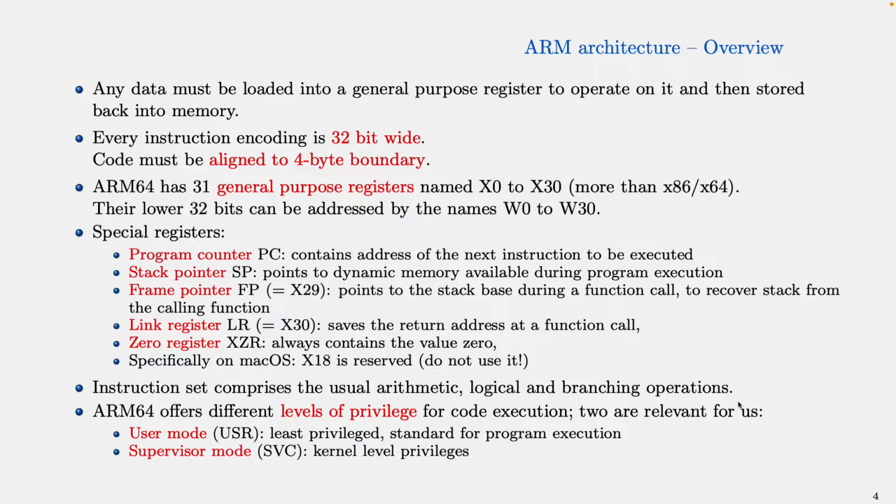ARM64 offers different levels of privilege for code executions. There are 4 levels of privilege, but 2 of them are relevant for us. One is user mode, which is the least privilege level, and this is the standard for program execution. And then there's supervisor mode, which we need to switch into if we want to execute kernel functions.